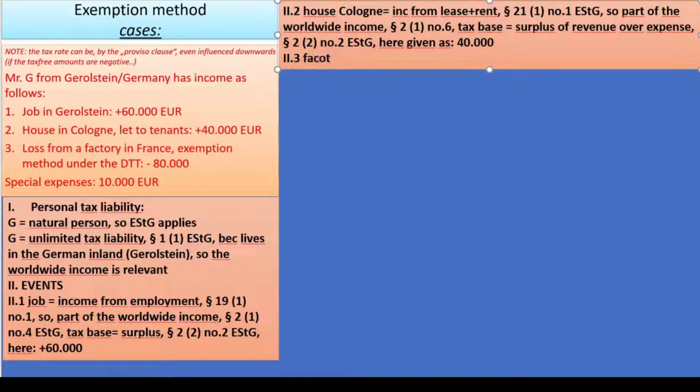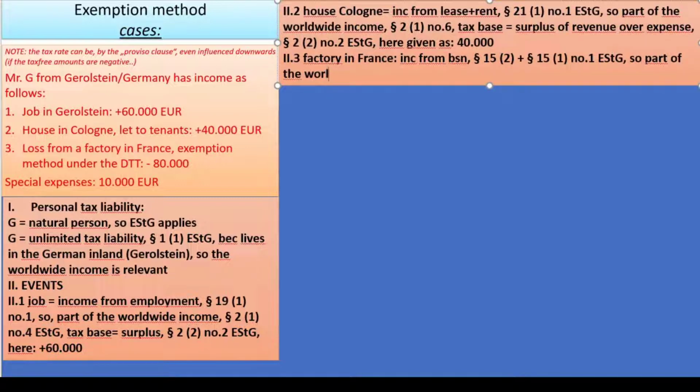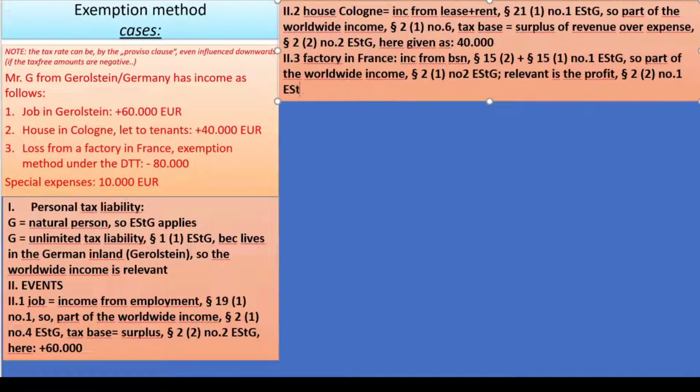2.3 is the factory in France. That is income from business. § 15.2 plus § 15.1, number 1, which says sole proprietor. The factory has to pay taxes for the income from the factory. So part of the worldwide income. Paragraph 2.1, number 2, EStG, relevant is as tax base the profit. § 2.2, number 1, EStG, here given as minus 80,000, so a loss.